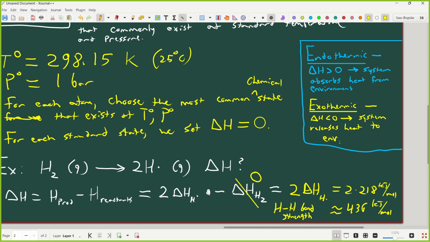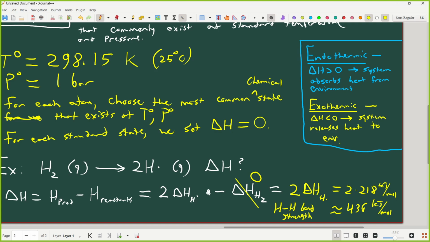Right, so what does that mean? Just think about the reverse reaction. The reverse reaction is when 2 H atoms come together to reform H2. That's a stabilizing interaction because you form a bond, and when that happens, it releases 436 kilojoules per mole. So the enthalpy tells you something about relative stability.